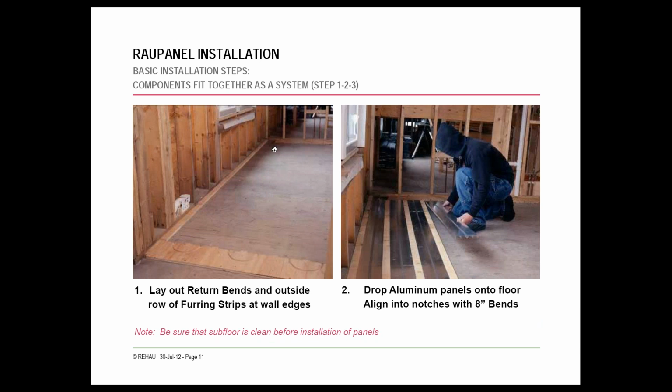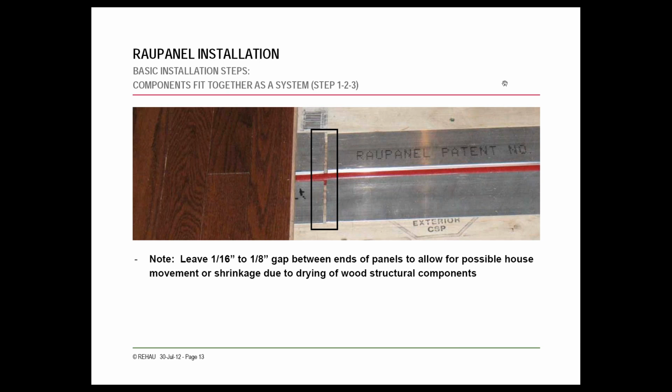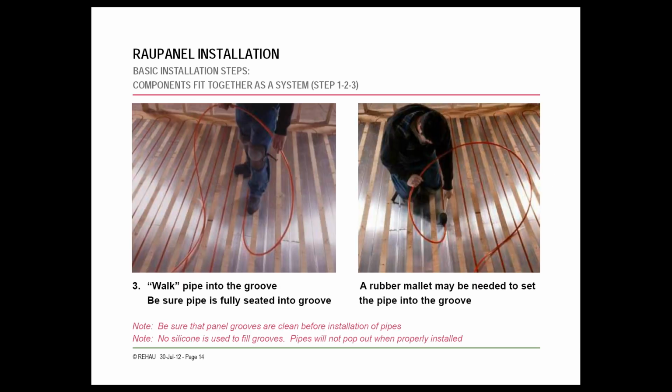I'm going to start going through this just a little faster, sorry. So you just start along one wall, drop them in place as you need them, and keep on going with the pattern based on your layout. You do want to leave a little gap when you're butting them end to end for any expansion and to prevent any noise with the system going forward.